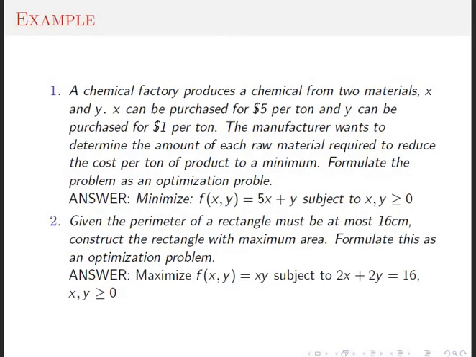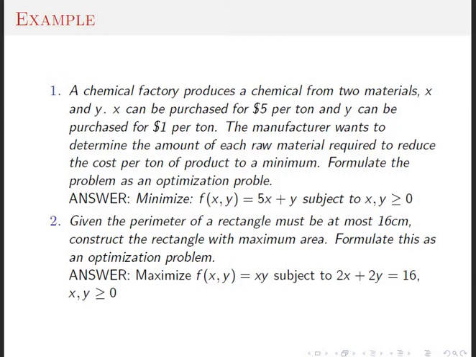Let us consider an example. A chemical factory produces a chemical from two materials, X and Y. X can be purchased for $5 per ton and Y can be purchased for $1 per ton. The manufacturer wants to determine the amount of each raw material required to reduce the cost per ton of product to a minimum. Formulate the problem as an optimization problem.